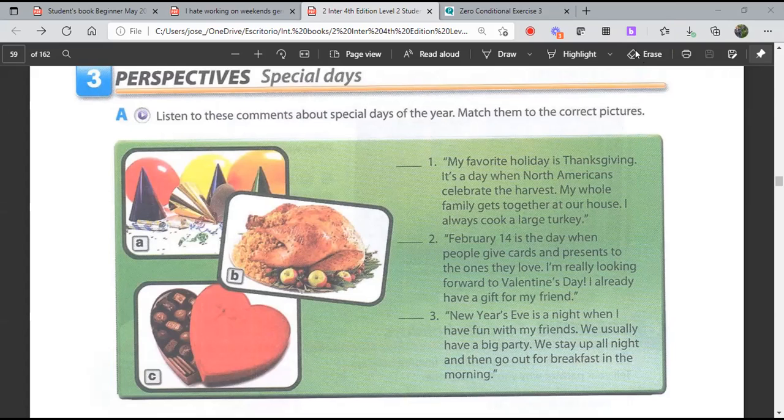Number 2. February 14th is the day when people give cards and presents to the ones they love. I am really looking forward to Valentine's Day. I really have a gift for my friend.